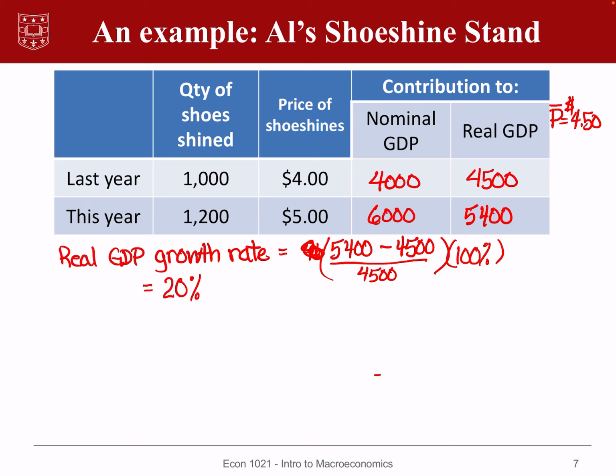And of course, remember that what we saw earlier was that indeed Al was 20% more productive when looking at shoes shined. This growth rate is 20%. So by controlling for the effects of prices, or by looking at real GDP, we have a better measure, we have the measure of Al's productivity.